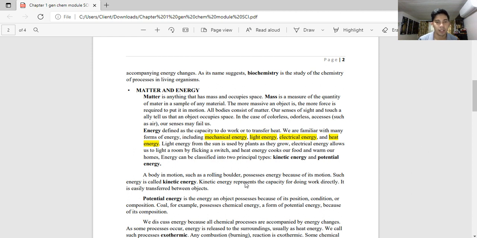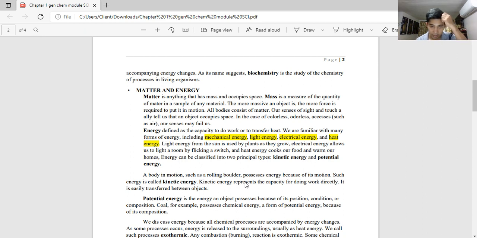Then you have here heat energy. It cooks our food and warms our homes. Sa aton nga mga heater, sa Amerikana usually, heater sa ila para mag-init ang ilang mga kwarto. Para magluto kita, you have your oven, your microwave, your stove, your rice cooker. Ang electrical energy from the socket converts sa imong rice cooker into heat energy para maluto ang kanon.